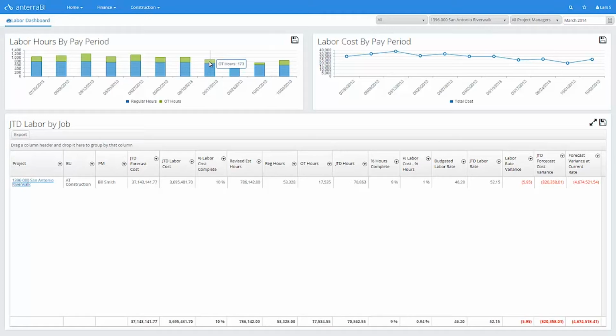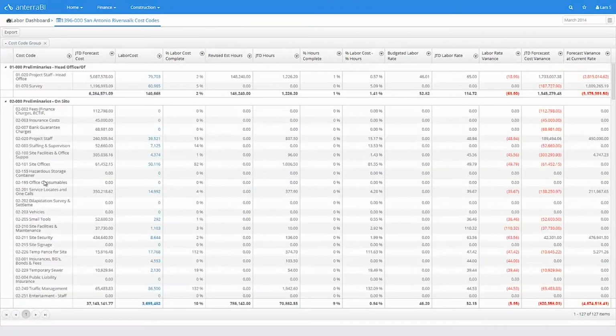Looking at our grid, we see quite a high number of overtime hours, and this is likely the cause of our labor rate variance. Again, you can see the threat of a $4.7 million variance if the average labor rate continues at $52.15 an hour. Now that we've identified that overtime is a big issue, let's drill down into the job to see if there are other issues.